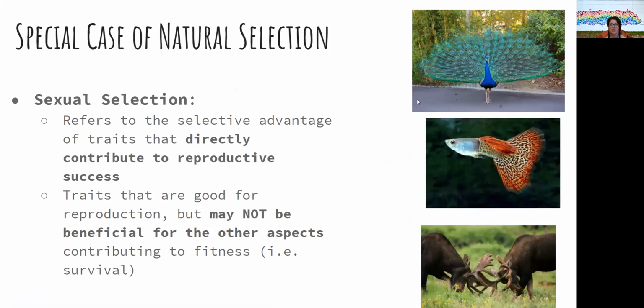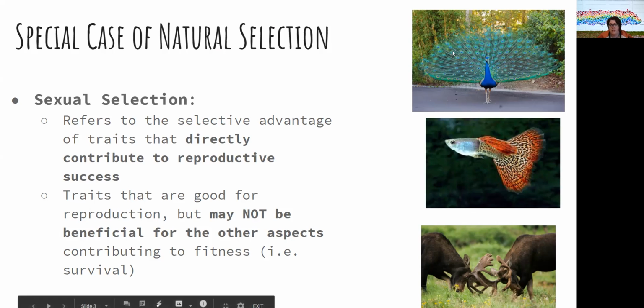So, sexual selection is a subcategory because it refers to the selective advantage of traits that directly contribute to reproductive success. So, not finding food, but things that are directly related to mating. For example, on the other side here, you can see our peacock that has this big dramatic tail, or this beta fish that also has a big dramatic tail. Or down here, we have some moose that are fighting with their antlers. And these are all part of mating displays or mating behaviors.